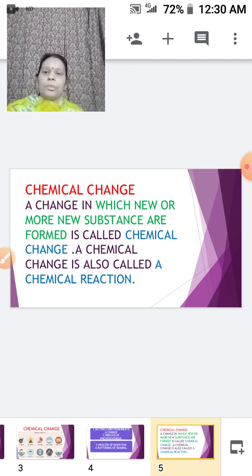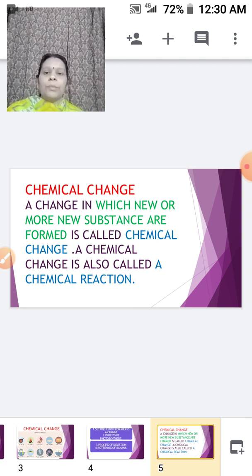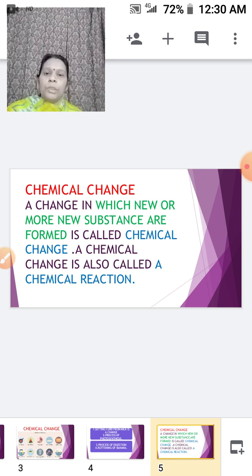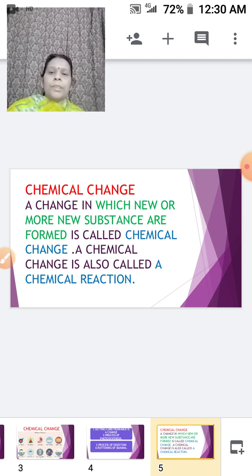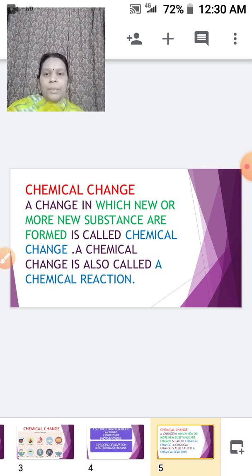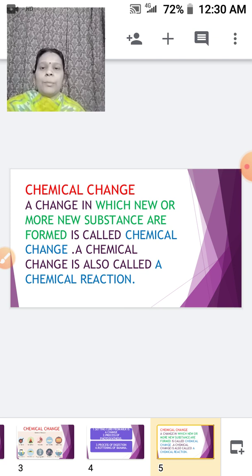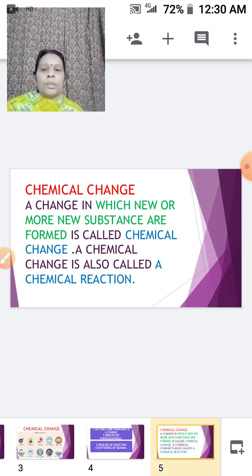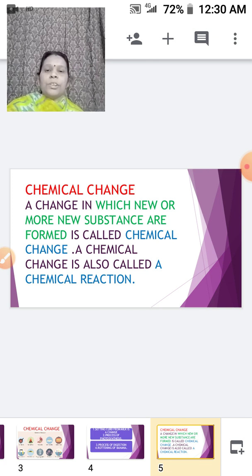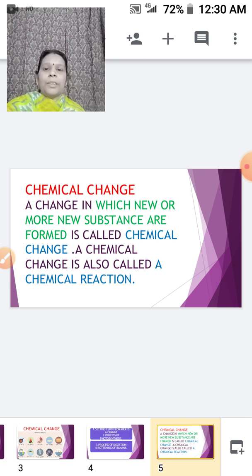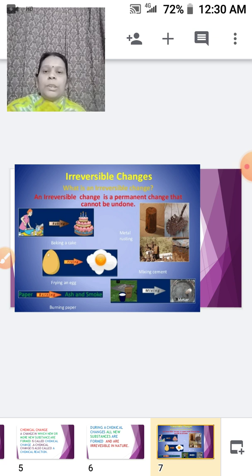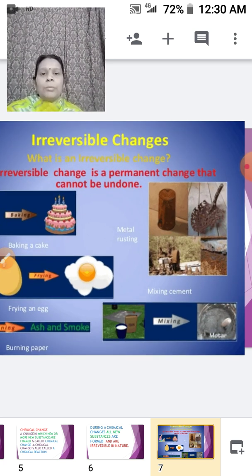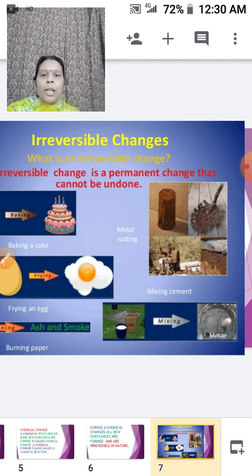What is a chemical change? So that we know, a chemical change is a change in which new or more new substances are formed. These substances can be in one substance or can be many substances at the same time. A chemical change is also called a chemical reaction. Why reaction? Because one product, one reactant changes to another product, and so some reaction is carried out. During a chemical change, all the new substances are formed, and such type of reaction is also irreversible in nature. Irreversible changes means the permanent changes that cannot be undone.